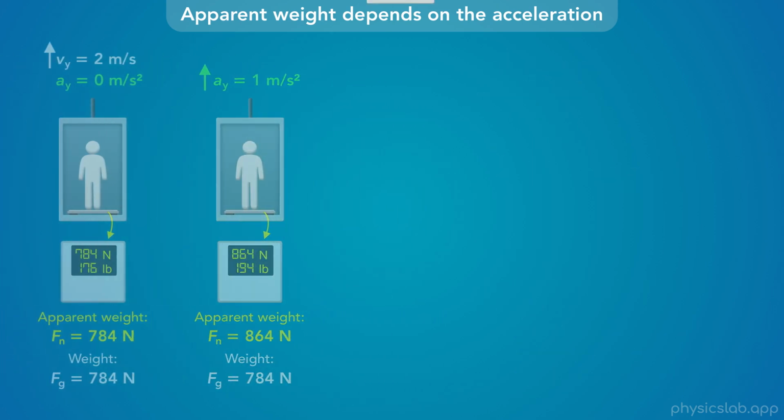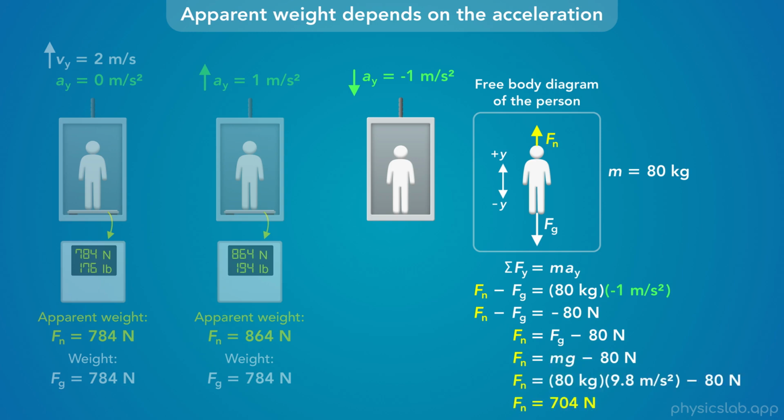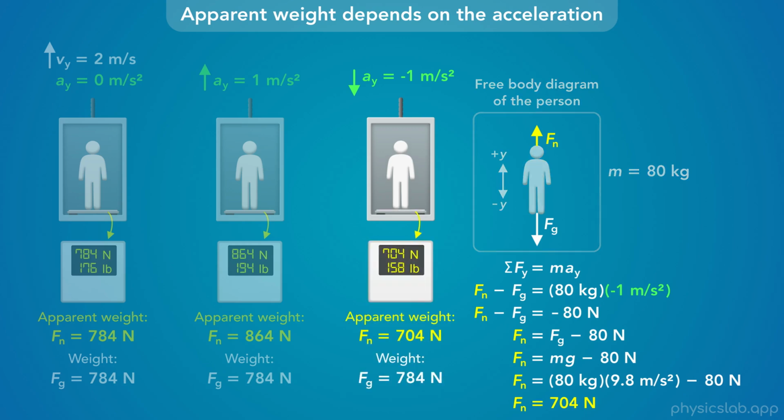What if the elevator was accelerating downwards at 1 meter per second squared? Now, we would plug in -1 for a, because we said down is the negative y direction. This means that the normal force is equal to the weight force minus 80 newtons. That's going to give us 704 newtons for the normal force. So when the person is accelerating downwards, the net force is downwards, so their apparent weight is less than their actual weight, and they feel lighter. Again, this could happen at the beginning or the end of the ride, depending on whether you're going up or down.